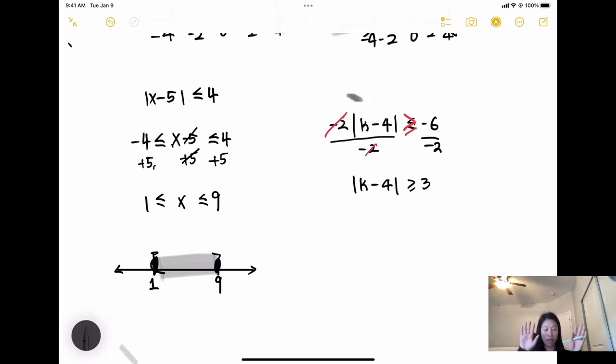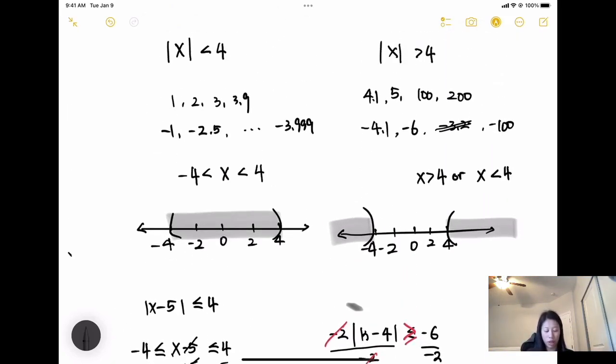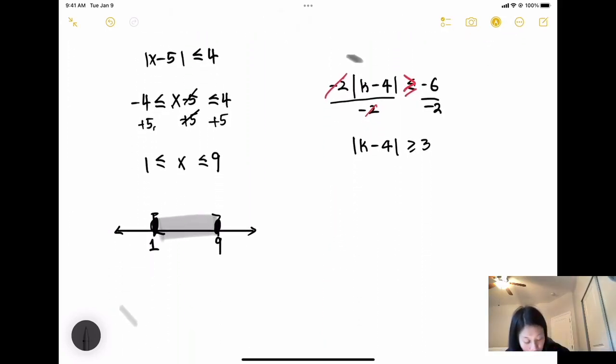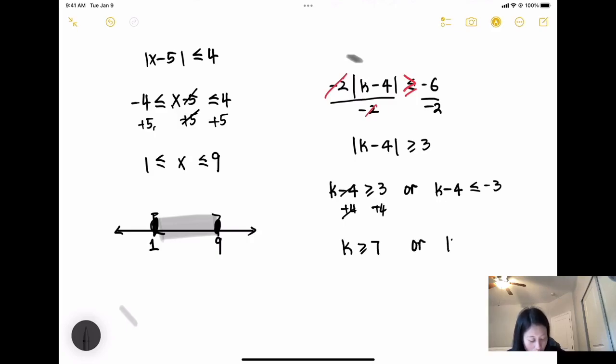Okay, this is a greater than sign. So that means the graph is going to look like an 'or', not in between. So I have either k minus 4 greater than or equal to 3, or k minus 4 less than or equal to negative 3. Okay, and then we solve it individually. I add 4 on both sides. I have k greater than or equal to 7, or k less than or equal to 1.